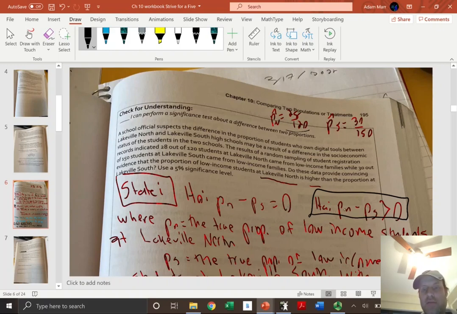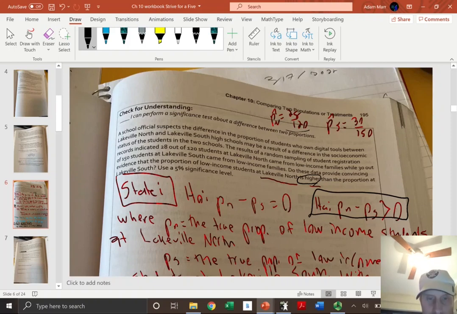The alternative is p sub n minus p sub s greater than 0. And why did I put greater than 0? Well, because right here, you notice it says it is higher. This is providing convincing evidence that the proportion of low-income students at Lakeville North is higher than the proportion at Lakeville South. So that would mean that if p sub n is higher, then p sub n minus p sub s is going to give you a value greater than 0, of course.